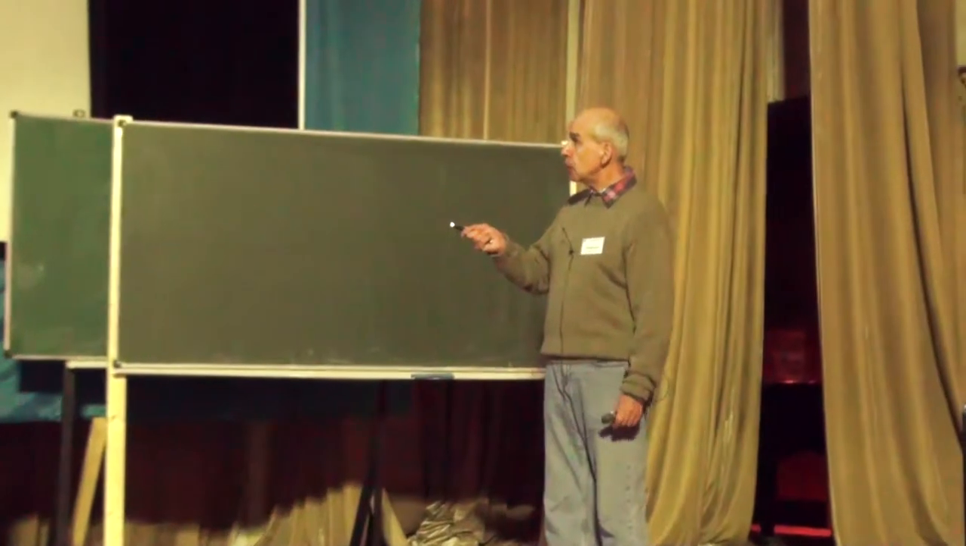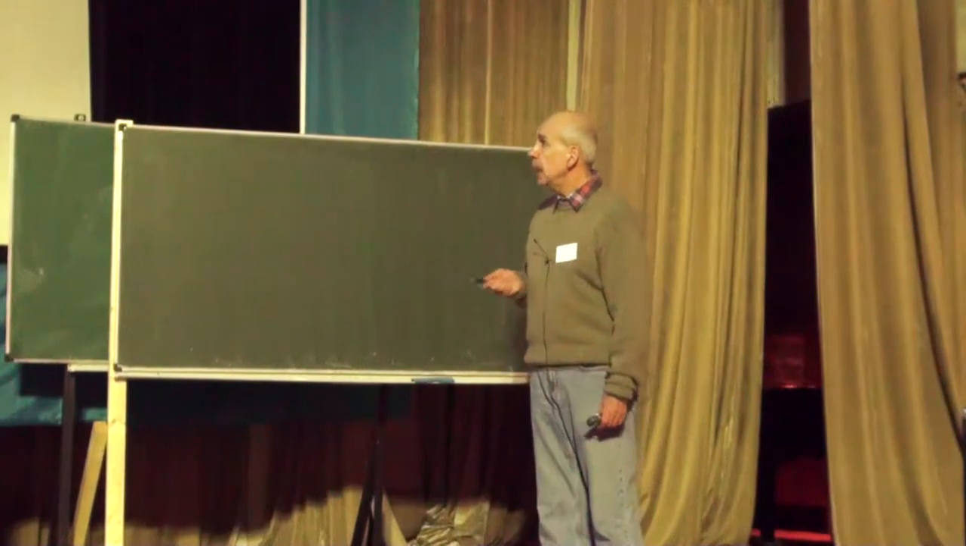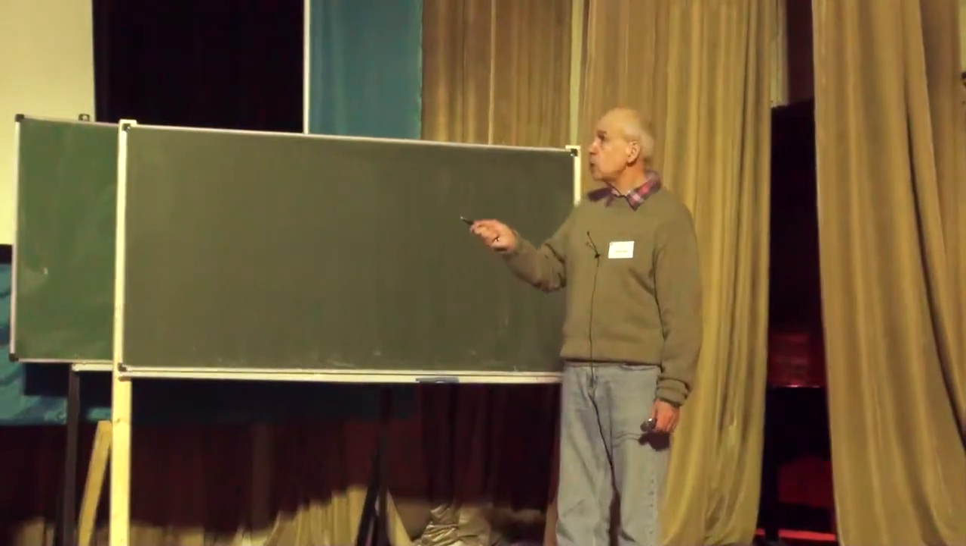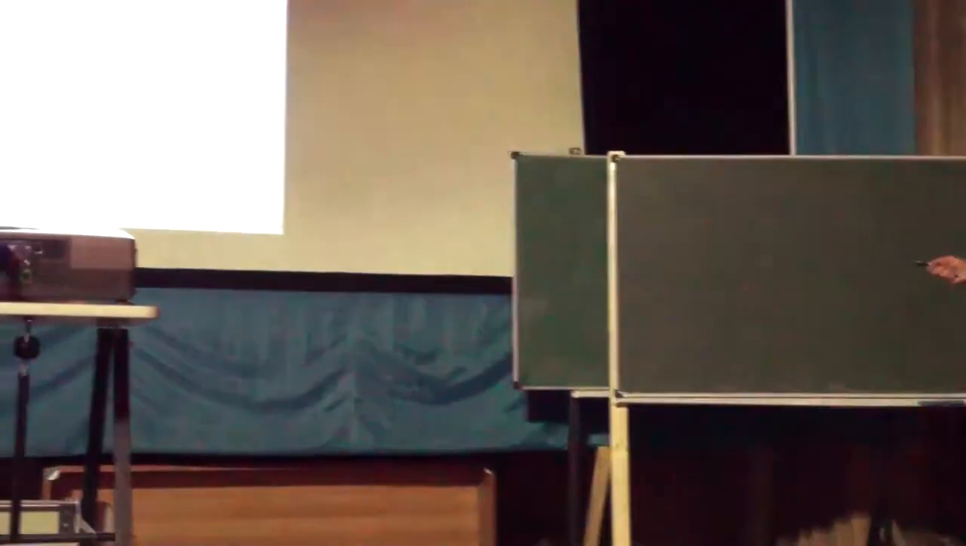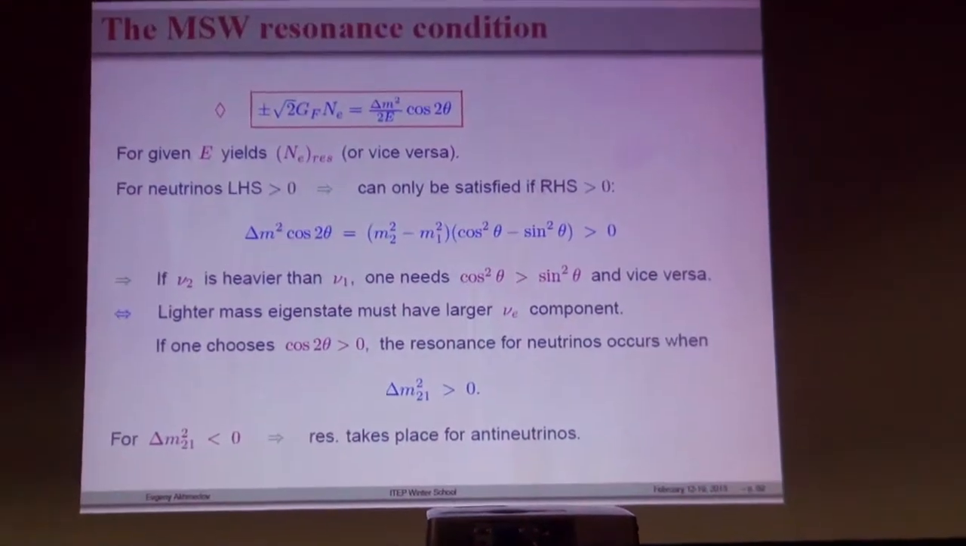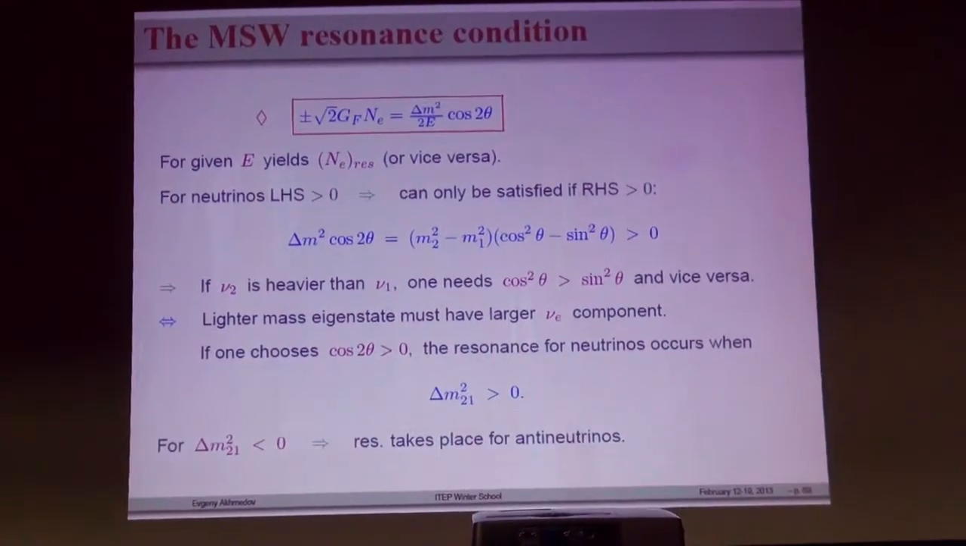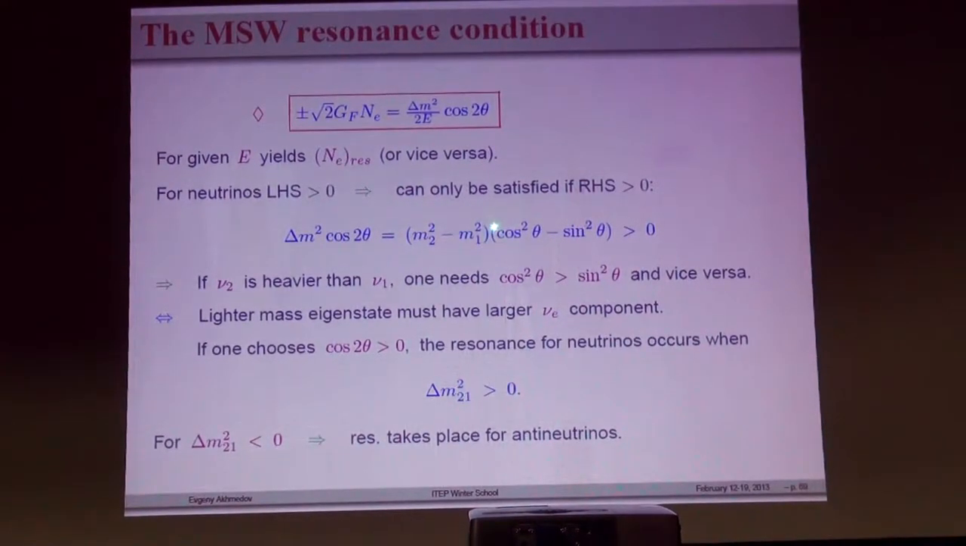Now, if we consider neutrinos, not antineutrinos, we have to fix the sign plus here. In this case, the left-hand side is positive, so must be the right-hand side. And this tells us that delta m squared times cosine 2 theta, which can be written in this way, is a positive quantity. Only in this case can the resonance take place. What does it mean? If m2 is bigger than m1, then cosine square of theta should be bigger than sine square of theta. If we choose the numbering of our states in such a way that m2 is smaller than m1, then cosine squared theta should be smaller than sine squared theta.